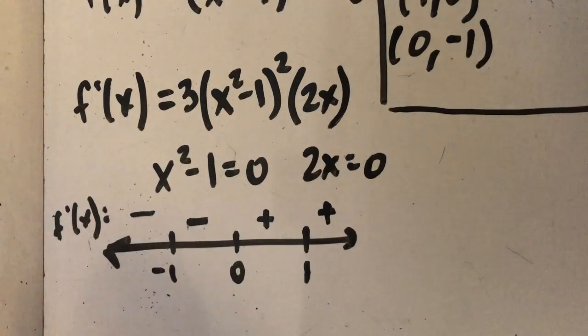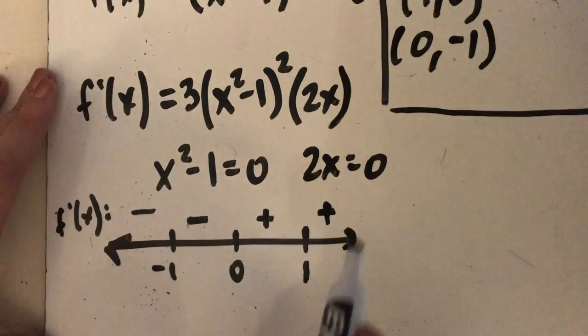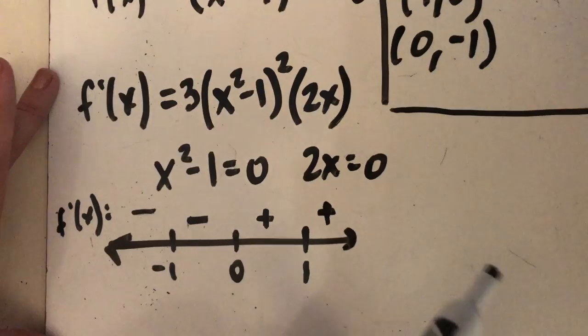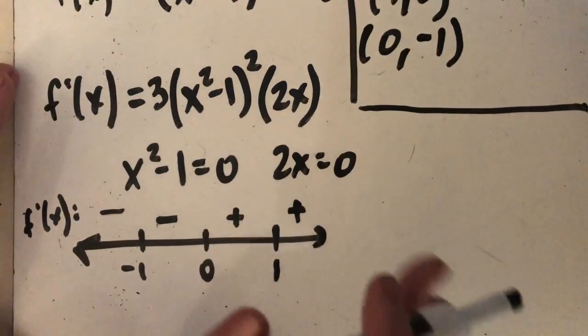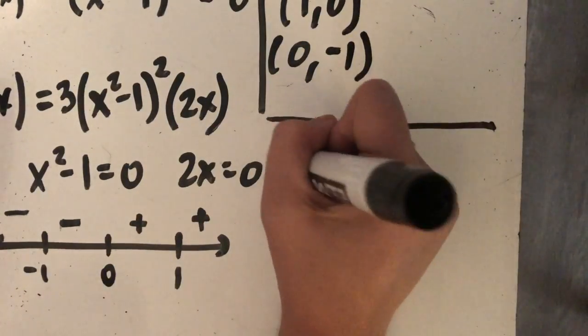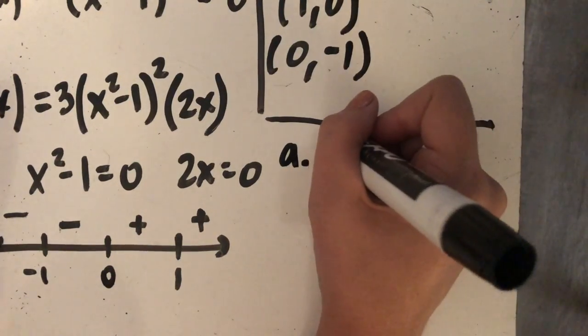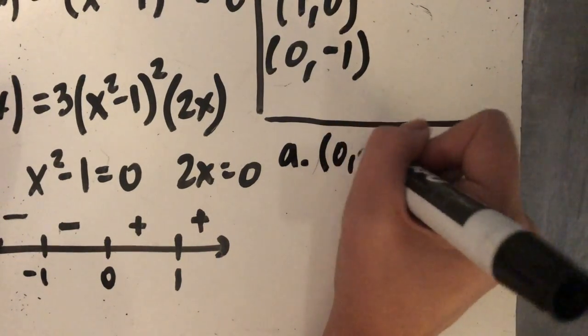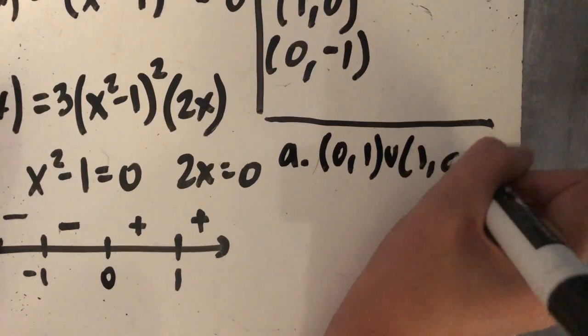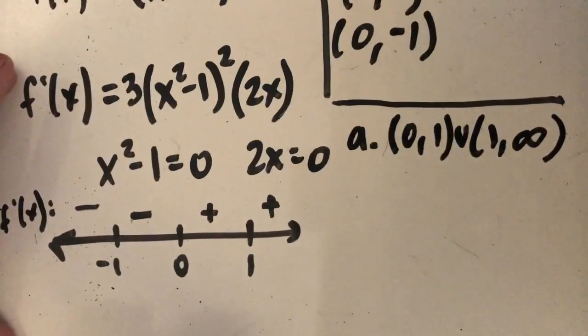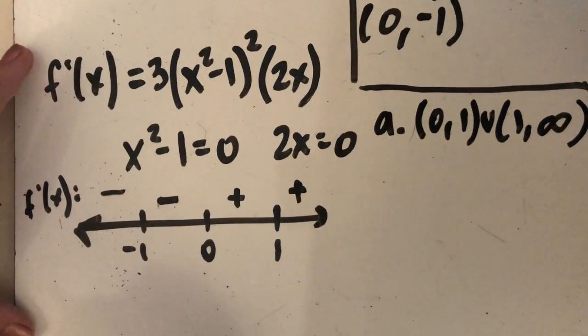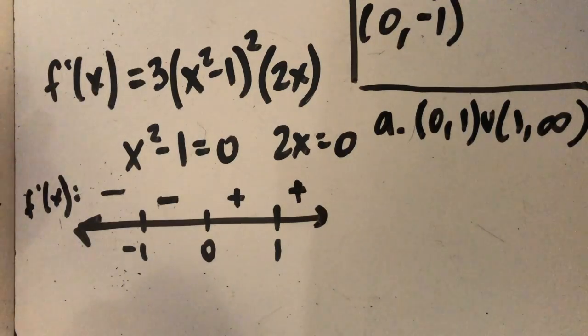And on to the next. So it asks us for what values is f increasing. So we are increasing from 0 to 1 and from 1 to infinity. Okay, that is the answer for part A. So for part A, we are increasing from 0 to 1 and from 1 to infinity. Okay, then we want to find the x and y coordinates of the relative max and relative min.